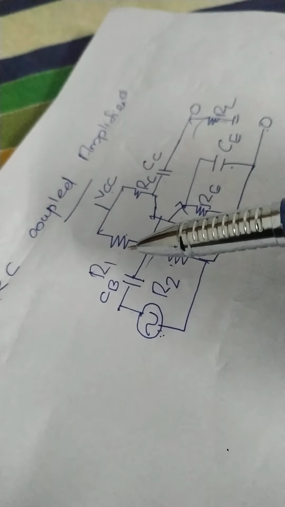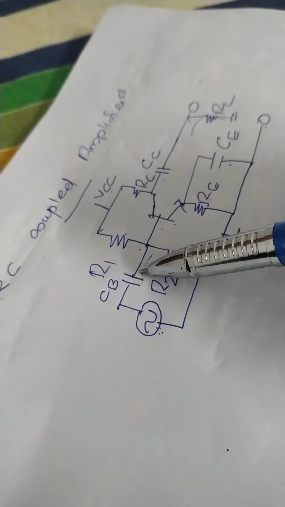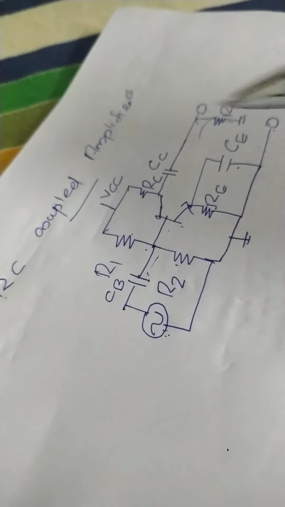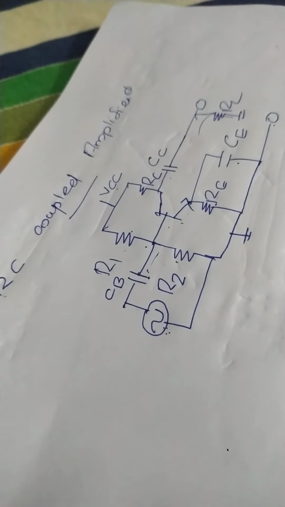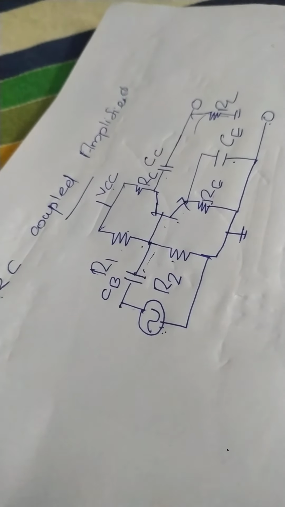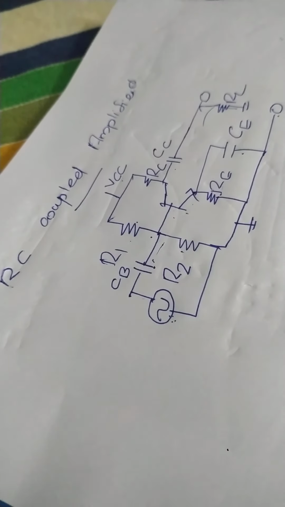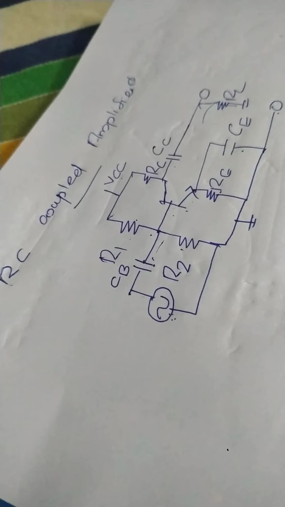So we mainly use the components resistor and capacitor. That's why the name is RC coupled amplifier. We apply the input signal and get the amplified output from the collector region.